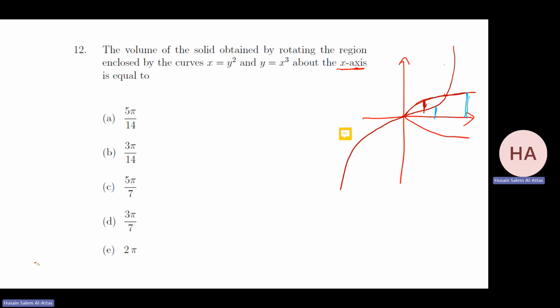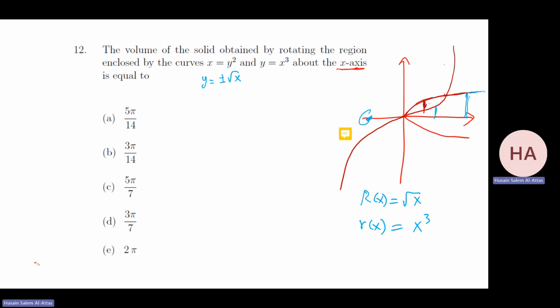Okay, so I have an outer radius. What will be the outer radius? By the way, this is about the x-axis, so you have r of x. R of x, which is the outer radius, will be this one. But I want it in terms of x, so I need to write y equal plus or minus square root of x. But I want only the positive one, so I have square root of x. And the small one will be what? X cubed. Okay, now I have the outer and the inner.